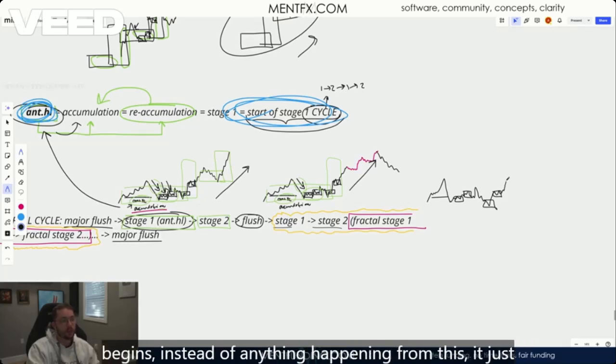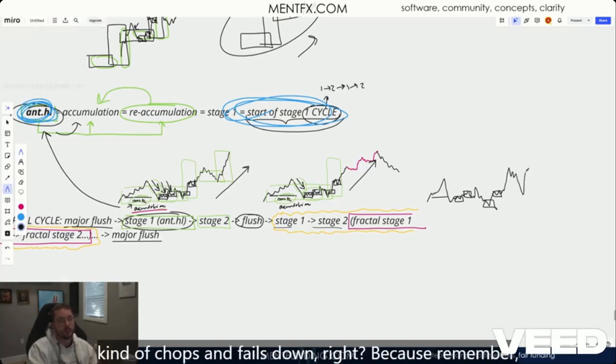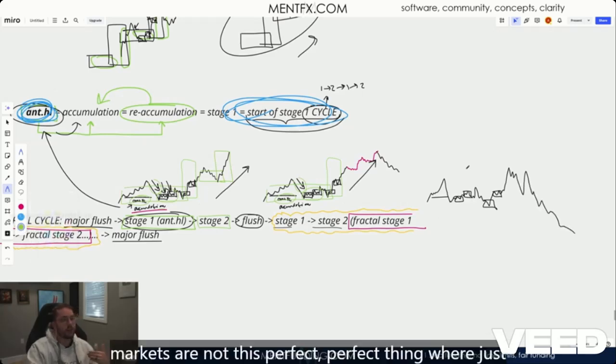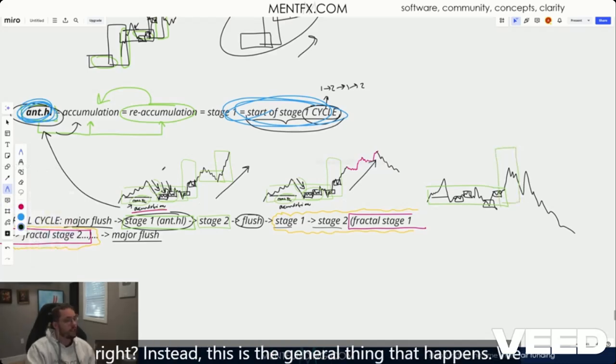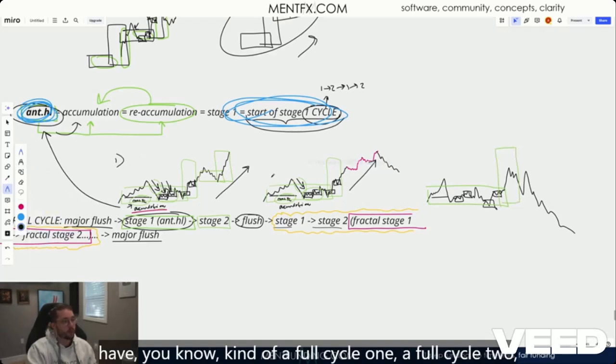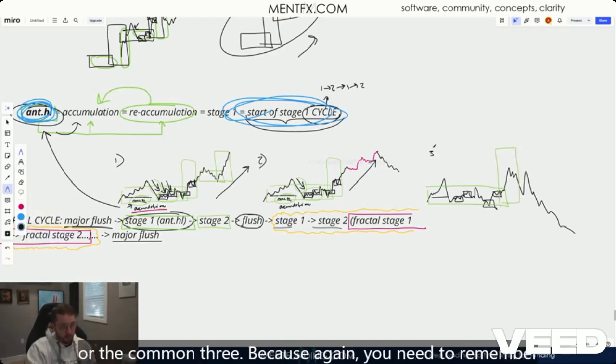And then as a stage two begins, instead of anything happening from this, it just chops and fails down, right? Because remember, markets are not this perfect thing where just because we've decided we're following it for potential trends, that it's going to deliver in potential trends, right? Instead, this is the general thing that happens. We have a full cycle one, a full cycle two, or the common three.